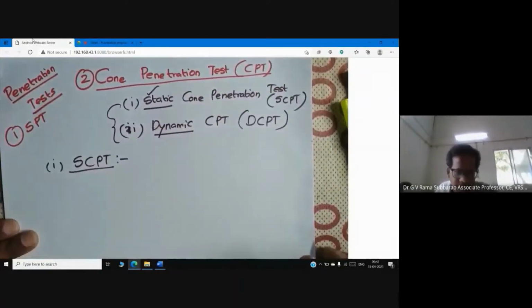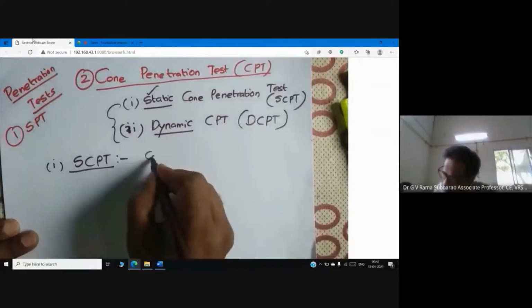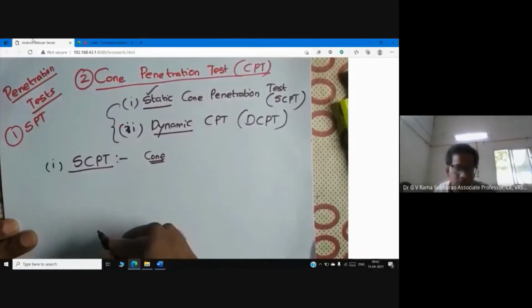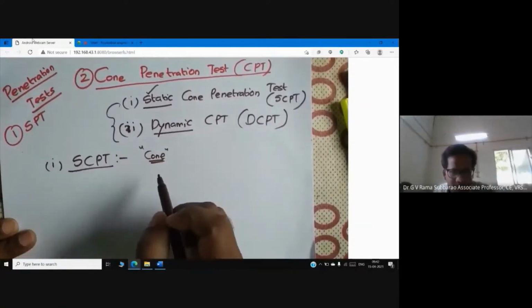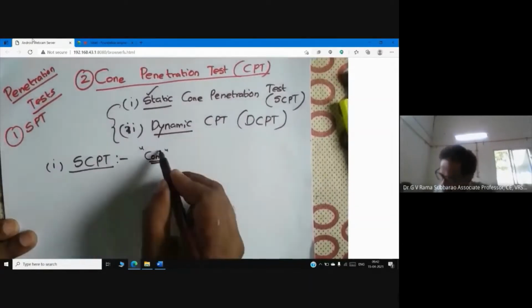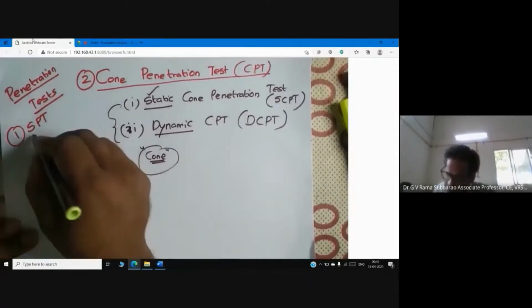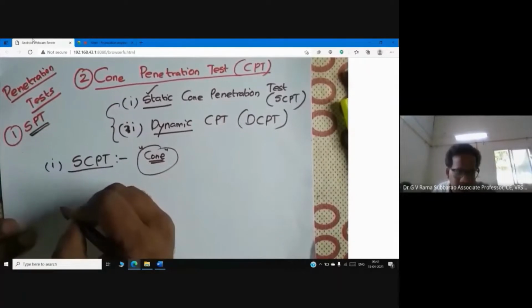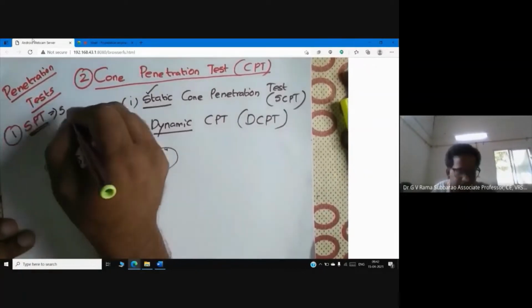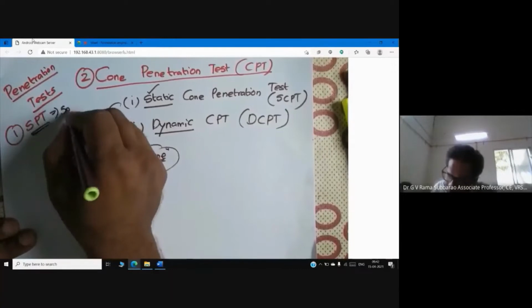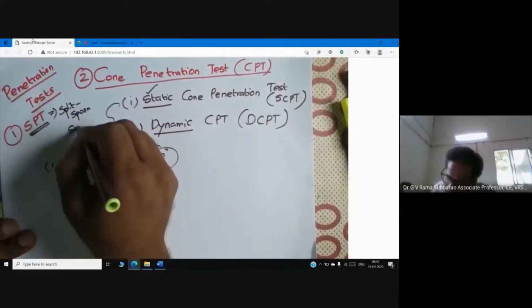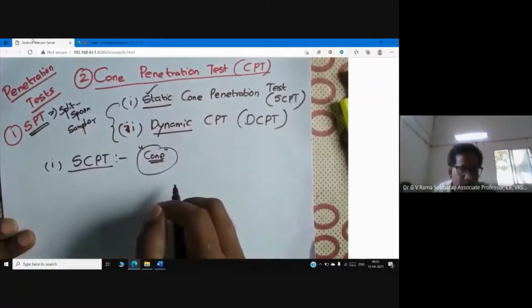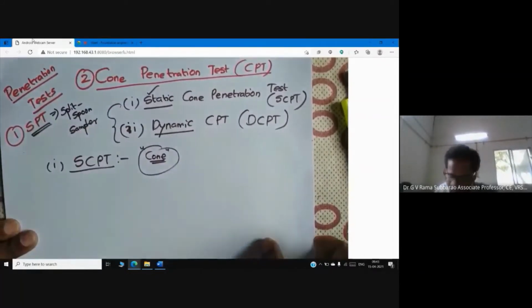We use a cone, where we are trying to penetrate the soil through the cone. But whereas in SPT, we used a sampling tube, that is the split spoon sampler. Here we are trying to penetrate a cone. Let me tell you about this cone.